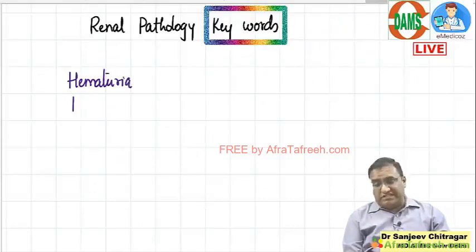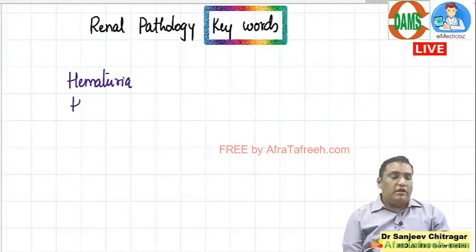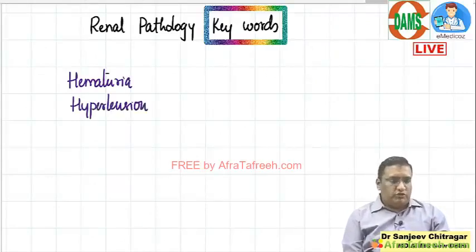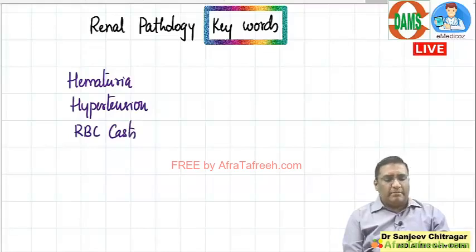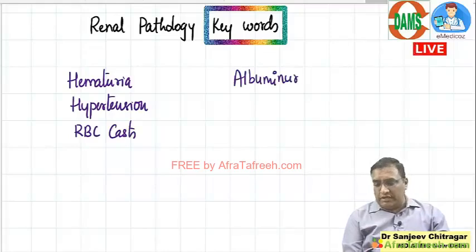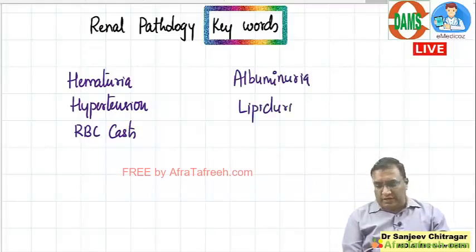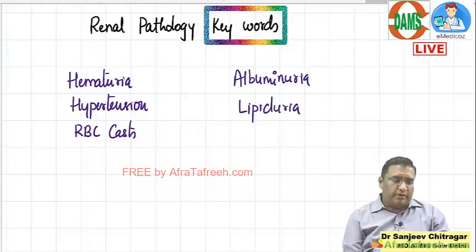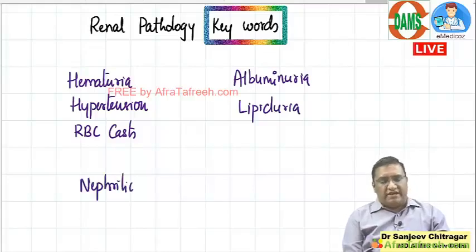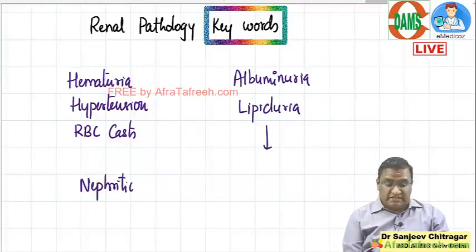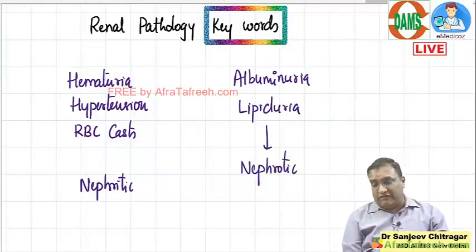Clinical keywords I am looking for: hematuria, hypertension, even RBC cast in the urine. Or there is albuminuria and also lipiduria. So of course, one is nephritic. Hematuria will be nephritic, RBC cast definitely nephritic, and albuminuria and lipiduria will be nephrotic.